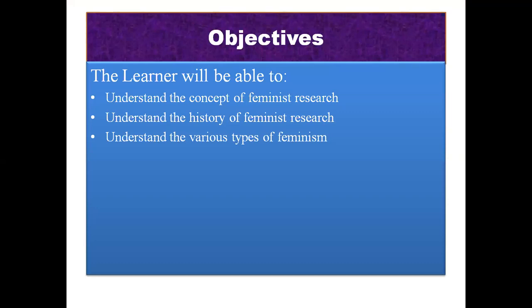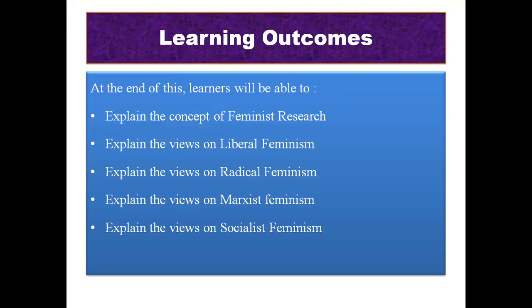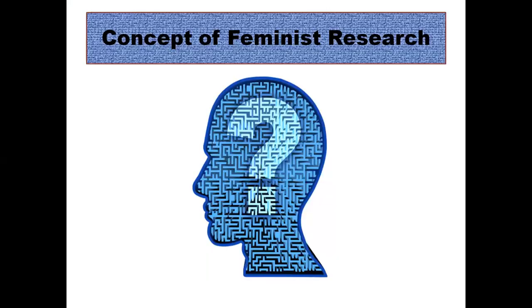Objectives. When you are going through this session, you will be able to understand the concept of feminist research, understand the history of feminist research, and understand various types of feminism. Learning outcomes. At the end of the session, you will be able to explain the concept of feminist research, explain the views on liberal, radical, Marxist, and socialist feminism.